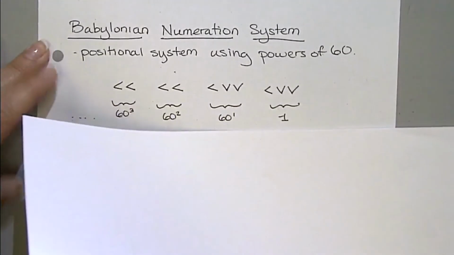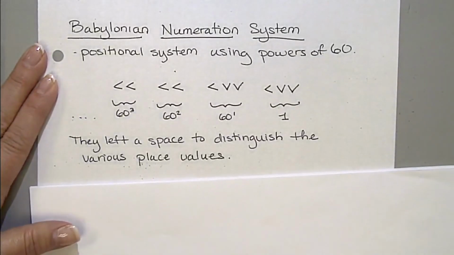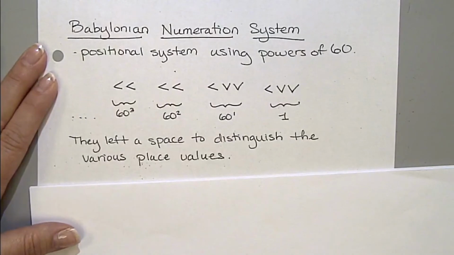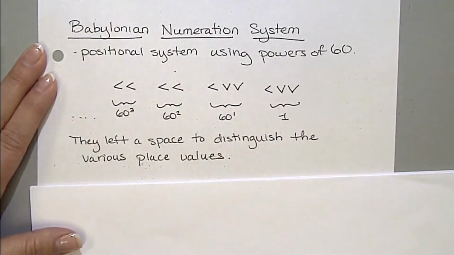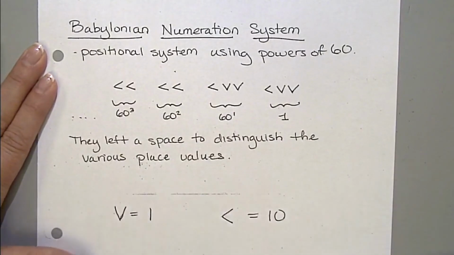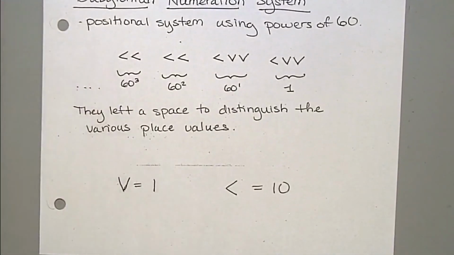All right, so I mentioned this here. They left a space to distinguish the various place values. Now we have to understand what these chevrons equal in order to determine what value this is. The one that opens up is equivalent to the number 1. The one that opens to the side is equivalent to the number 10.